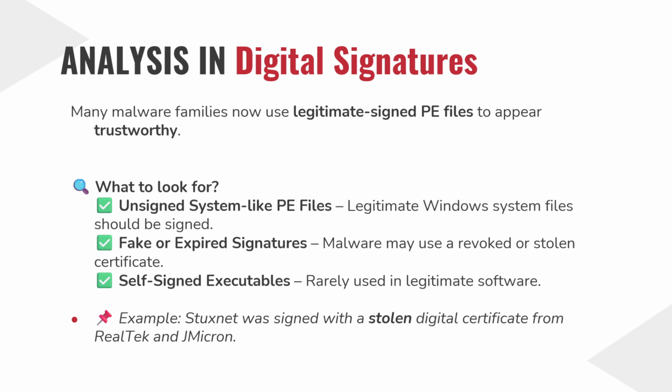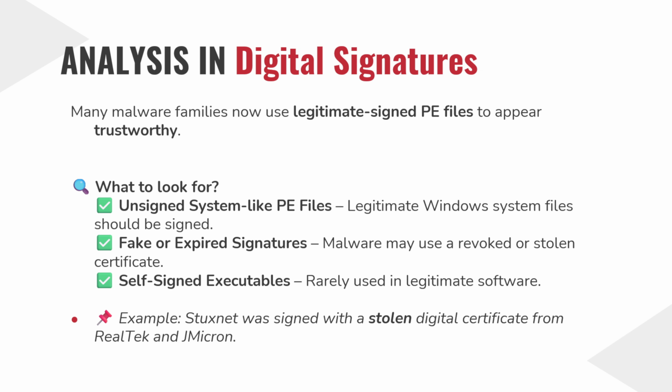In this video, we will look over the critical signs to look out for when analyzing the digital signatures in PE files. First, let's talk about unsigned system-like PE files. Legitimate Windows system files like svchost.exe are almost always signed by trusted certificate authorities. If you come across a system file like that is unsigned, that's a red flag, because system files are essential to Windows and their signatures are crucial for confirming their legitimacy. If you spot an unsigned version of a system-like PE file, it could very well be malware.